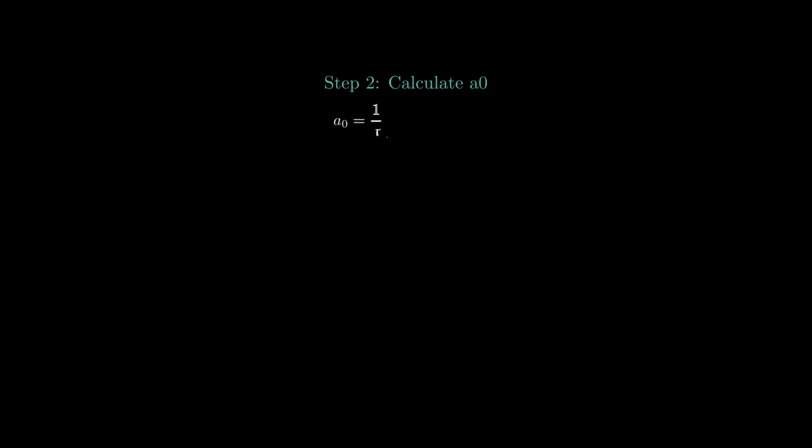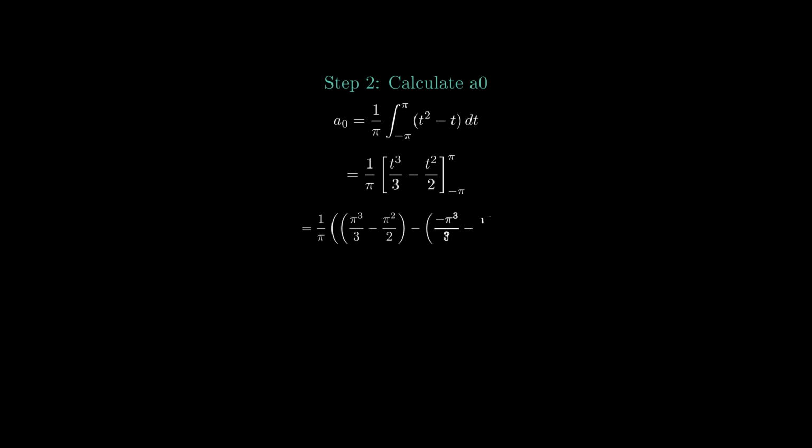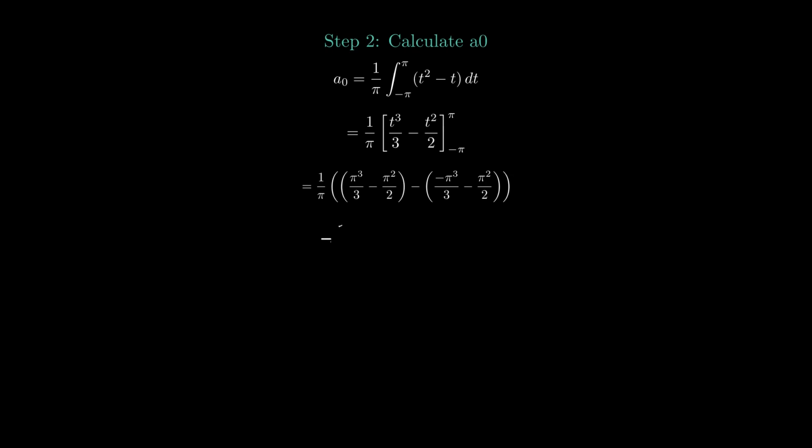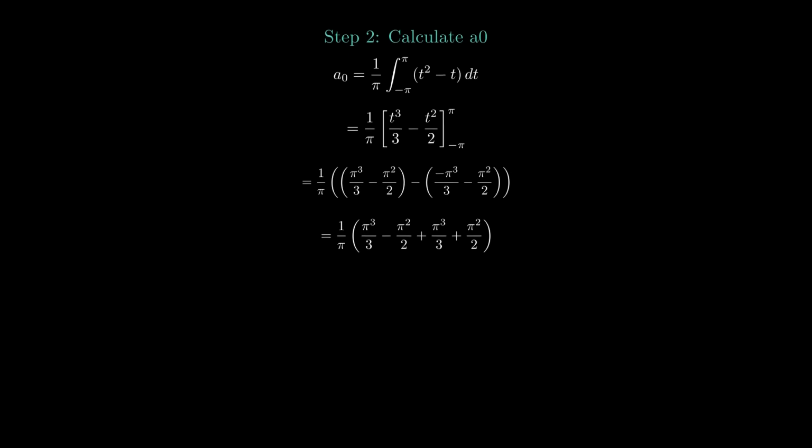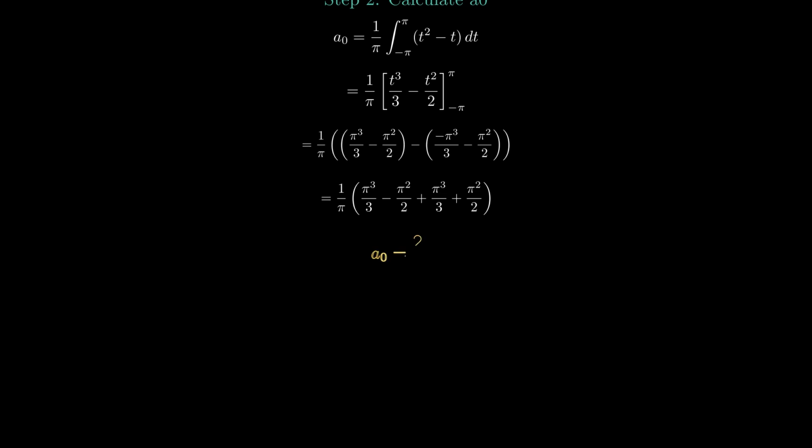First, we calculate a0. Substitute f of t equals t squared minus t. Integrate term by term to get t cubed over 3 minus t squared over 2. Now evaluate from minus pi to pi. Notice that the t squared terms cancel, and we are left with 2t cubed terms. Therefore a0 equals 2 pi squared over 3.